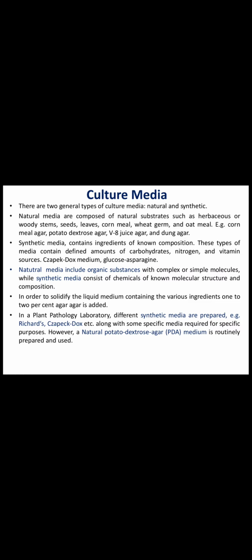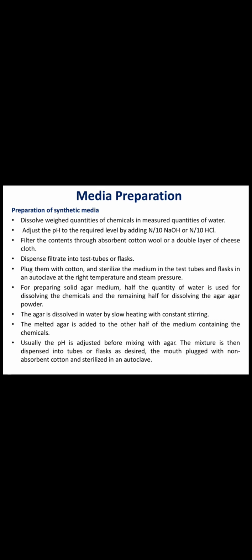The natural media include organic substances. So we will see how these media are prepared. First is the preparation of synthetic media. In preparation of synthetic media, we have to dissolve the weighed quantity of chemical in a measured quantity of water. We have to dissolve these two ingredients. Then we have to adjust the pH by adding the required amount of NaOH and HCl, that is sodium hydroxide and hydrochloric acid, to maintain the pH.